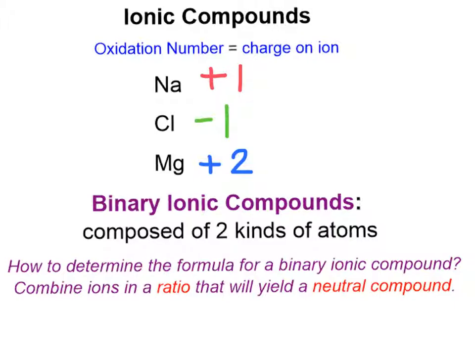Let's look at an example. What if we'd like to combine sodium and chloride together in a compound? We see that sodium has a +1 charge and chloride has a -1 charge. Therefore, they are going to combine in a 1-to-1 ratio, because remember, we need to have a neutral compound. So this will be the formula for sodium chloride.